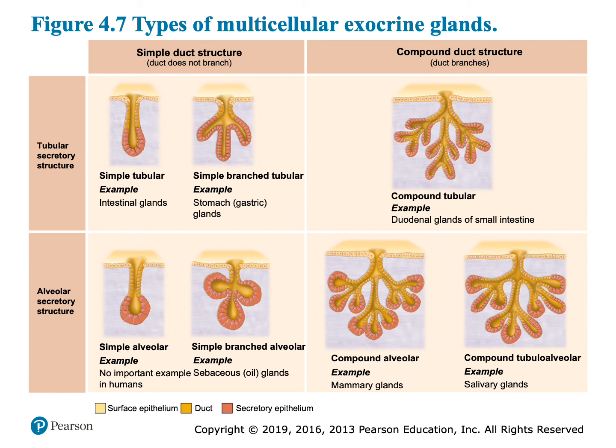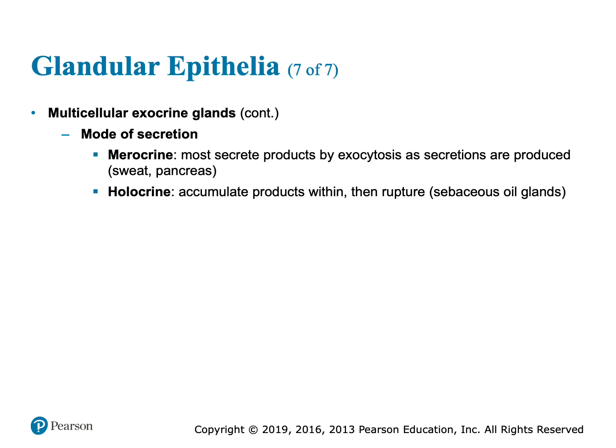But this, I do want you to know. How they secrete. Most of the time it's going to be by exocytosis. But sometimes the whole cell is destroyed when that's how it releases its stuff. Kill the cell, now everything's going to squeeze out of the dead cell. When the whole cell is destroyed, that's a holocrine gland. When the product comes out by exocytosis, that's a merocrine gland.